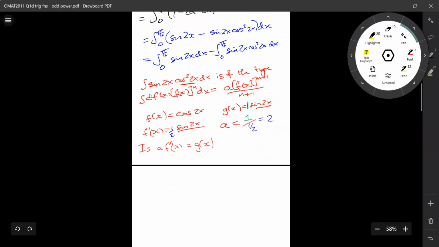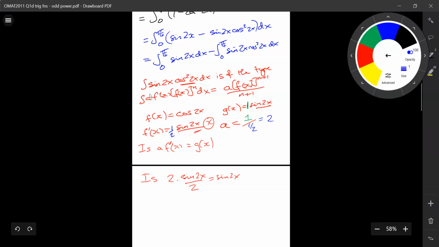And what that is asking, for our specific case, is: 2 times the first derivative of f at x, which is sine of 2x, I'm taking from up here, divided by 2. That is equal to sine of 2x, because the 2's cancel. That 2 cancels with that 2. Therefore, it's equal to sine 2x, which is equal to g at x. So we've established, yes, that's true.